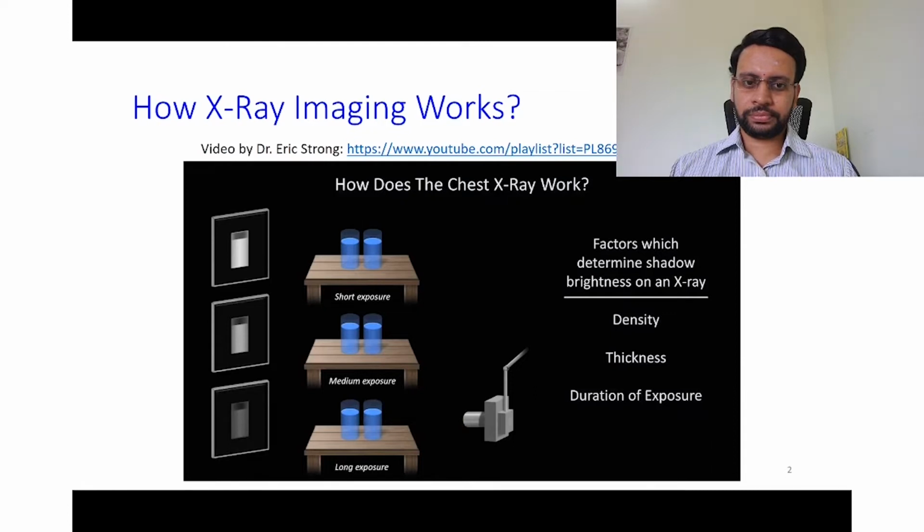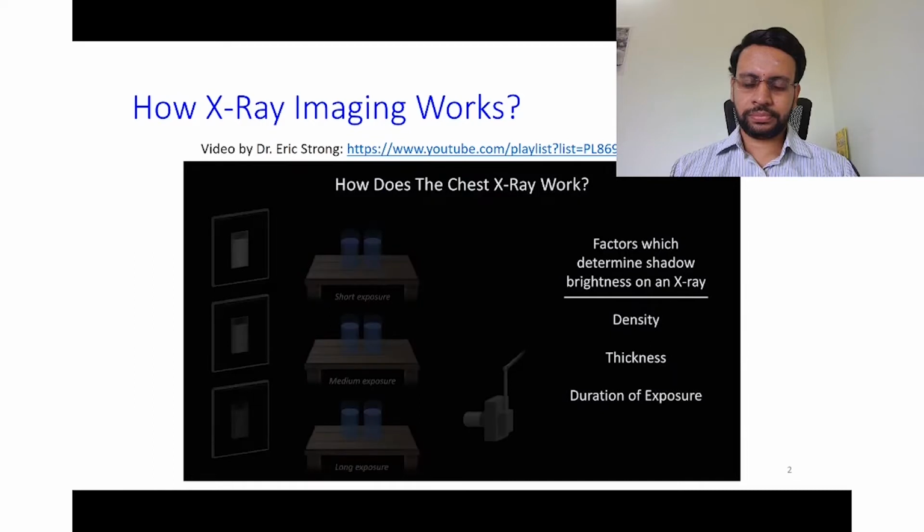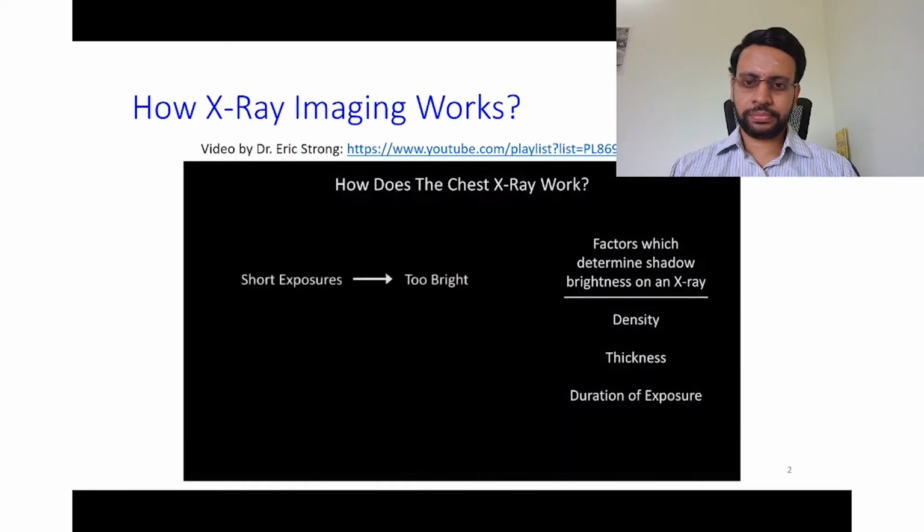The bottom line, short exposures lead to images that are too bright, and long exposures lead to images that are too dark. This is the opposite of what most people initially expect, because intuitively, we assume that all film starts off black and turns white after exposure to light. But remember, X-ray film is the opposite.